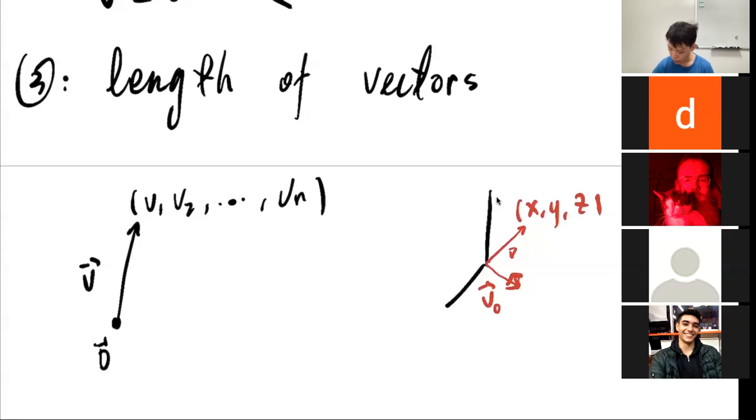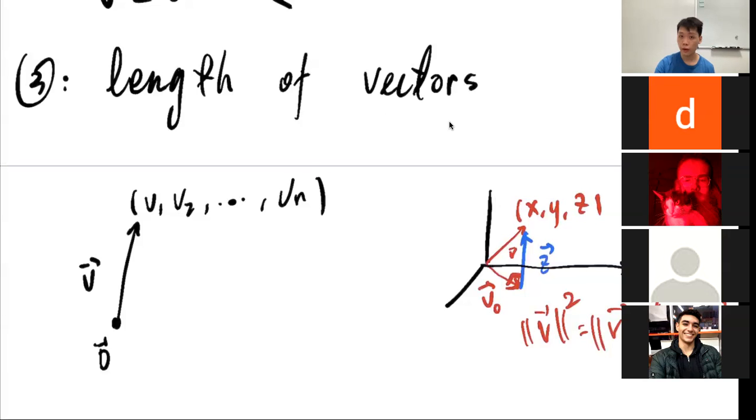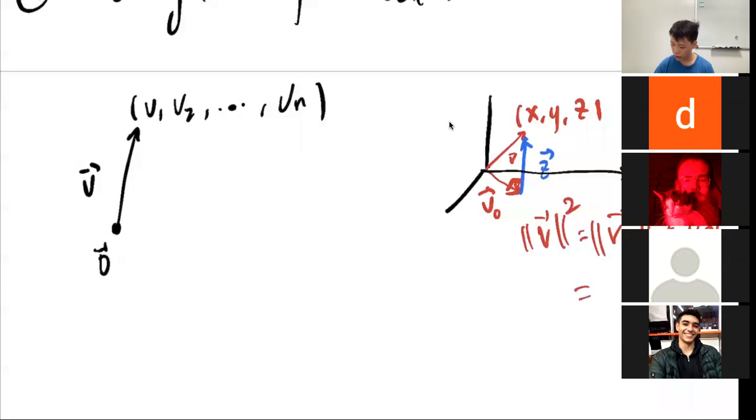Let's use a different color. Z vector is here. Okay, so by Pythagorean's law, the length of v squared is the same as the length of v0 squared plus the z vector squared, right? But we know that the length of the z vector is just z, so it's z squared. So what is the length of the v0 vector?